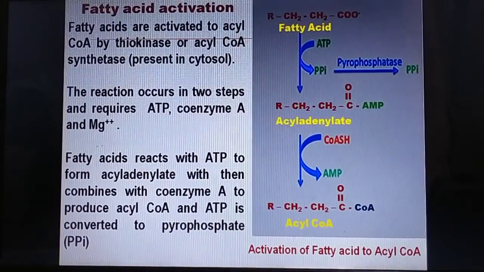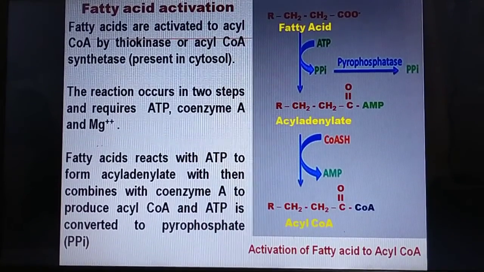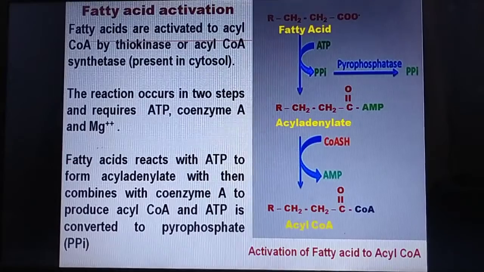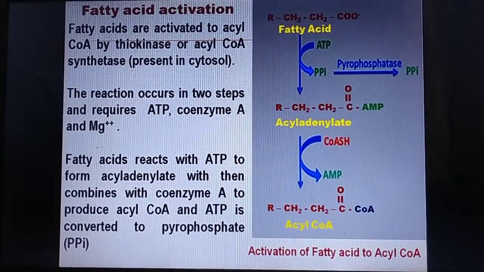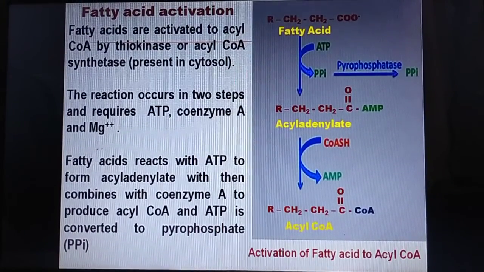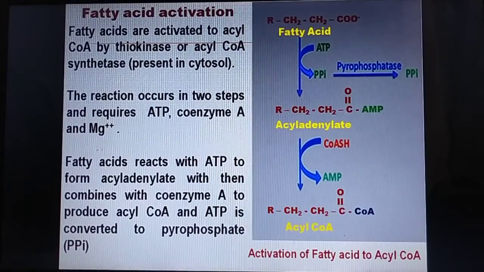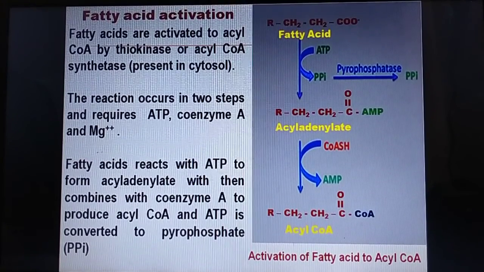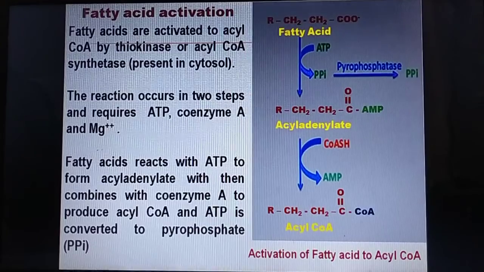Number one, fatty acid activation. Fatty acids are activated to acyl coenzyme A by thiokinase or acyl coenzyme A synthetases present in the cytosol. The reaction occurs in two steps and requires ATP, coenzyme A and magnesium ions. Fatty acid reacts with ATP to form acyl adenylate, which then combines with coenzyme A to produce acyl coenzyme A, and ATP is converted to pyrophosphate. This reaction clearly shows first the fatty acid is converted into acyl adenylate and then acyl adenylate is converted into acyl coenzyme A. Here one molecule of ATP is involved.